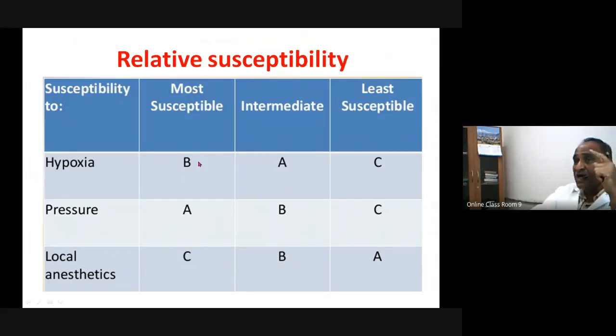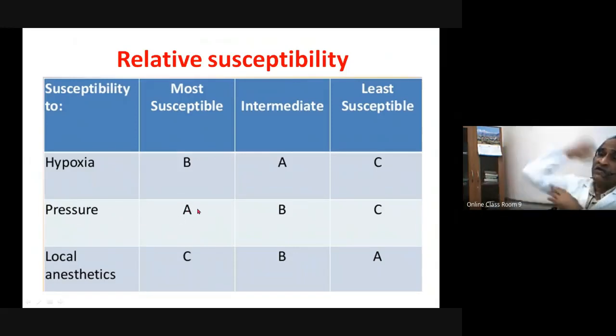With hypoxia, the B fibers, especially those fibers which are the thinly myelinated preganglionic autonomic fibers, are the most susceptible. For pressure or the mechanical effect, the A fibers are more sensitive.